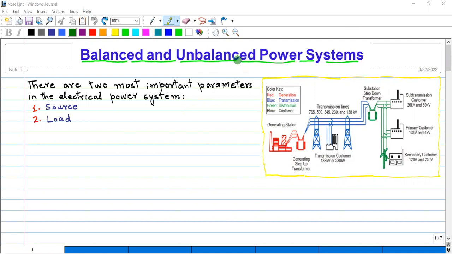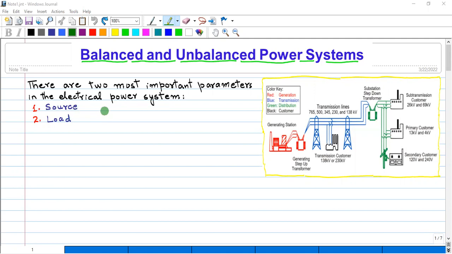In this lecture, we will discuss what balanced and unbalanced electrical power systems are, and what parameters decide whether a system is balanced or unbalanced. There are two most important parameters in the electrical power system. First one is the source and the second one is the load.